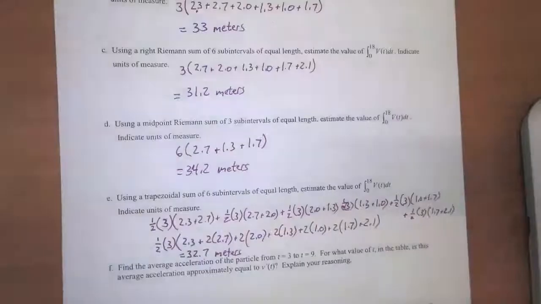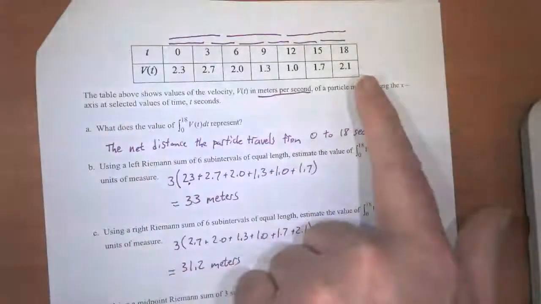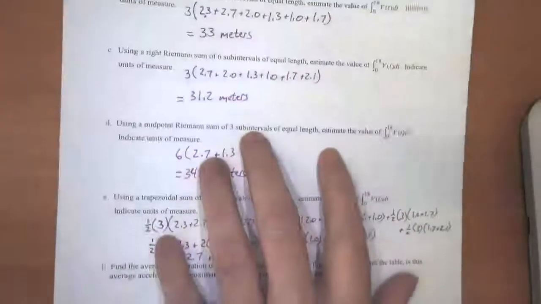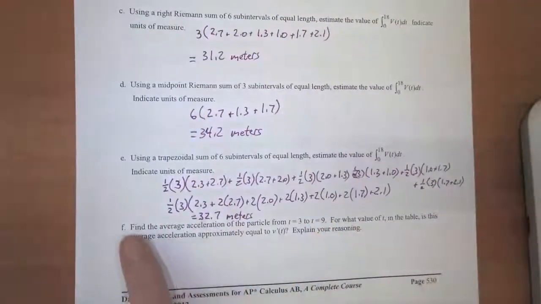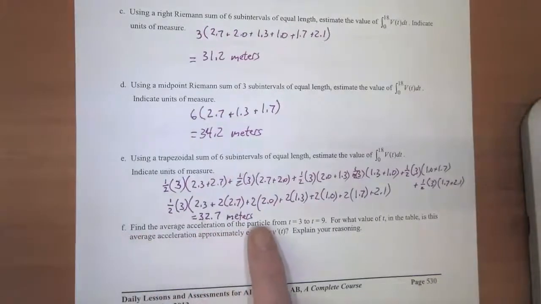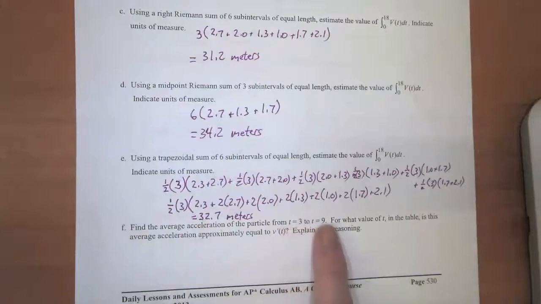All right, in this video, we're going to tackle the final question on page 530, which is a little bit different from things we've seen before. It's really going to anticipate a future day's worth of videos, but let's take a look at what it says. So the last question here, remember we've got a table of velocities over time of some particle moving along the x-axis, and they want to know the average acceleration of the particle between time equals 3 seconds and 9 seconds.